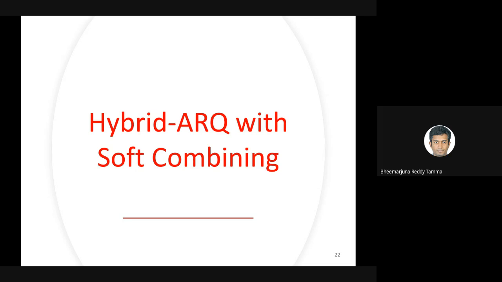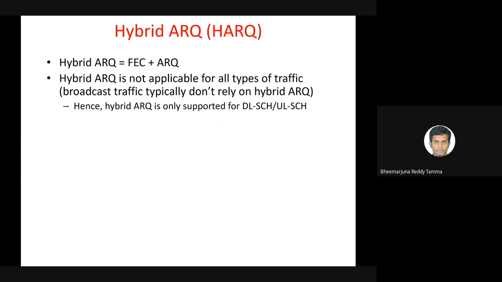So maybe in the next 15 minutes, I will try to conclude the chapter on the MAC layer by talking about hybrid ARQ with soft combining. In summary, hybrid ARQ is nothing but using both FEC and ARQ. I think all of you know what I mean by FEC. Forward error correction is the one that is used to correct the bit errors.